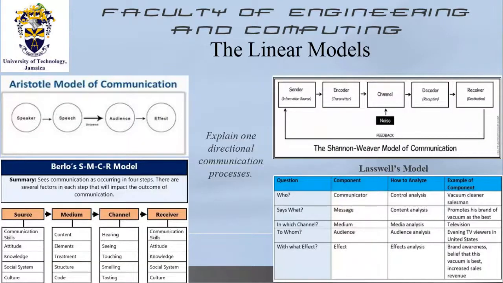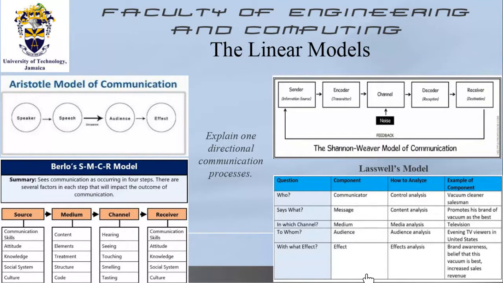So let us have a quick look at the linear models that exist. Basically, the linear model explains a one-dimensional communication process. The first linear model was crafted by Aristotle. The Aristotle model of communication suggests that there is a speaker, there is speech, and, obviously, if there's a speaker, of importance is a recognition of the audience and the effect. The effect, of course, is observed at the end. There's what is known as the Berlo SMCR model. This model sees communication as occurring in four fundamental steps.